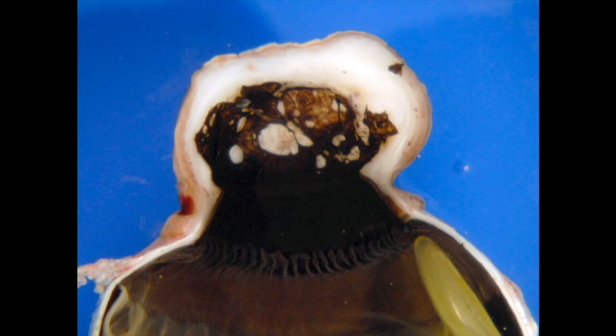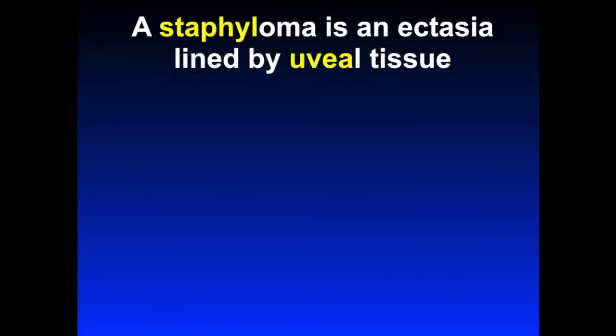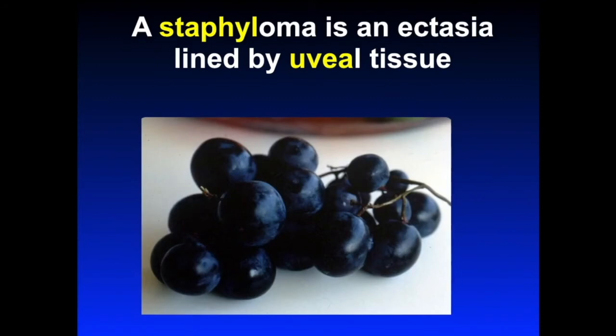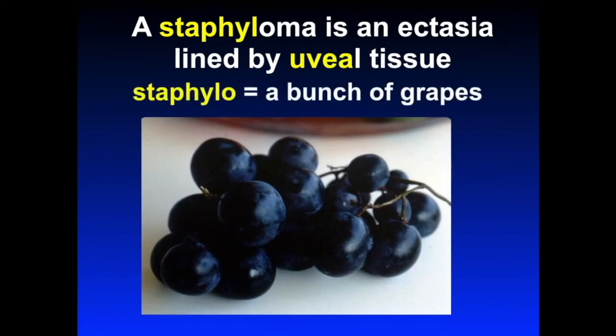secondary keloid formation. Now, the ectatic cornea is lined internally by uveal tissue, by iris. So this is a staphyloma. A staphyloma is defined as an ectasia lined by uveal tissue. Again, we have two grape words here. Staphylo means a bunch of grapes, and uva means grapes. So staphyloma, ectasia lined by uveal tissue.